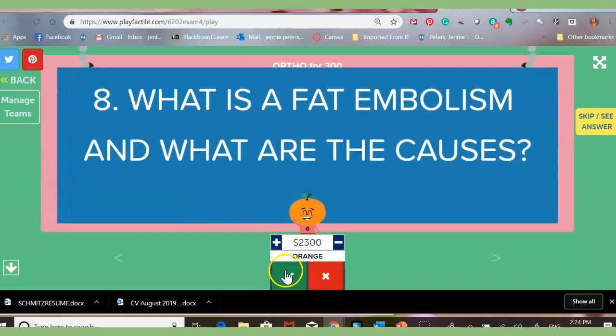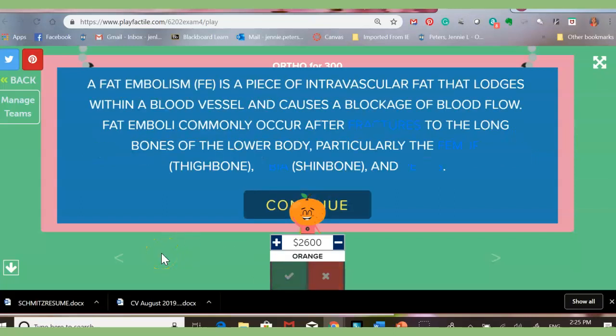All right, so fat embolism. That's different than a DVT going into a pulmonary embolism. That's a blood clot. So this is fat. And what are the causes of fat embolism? This is usually after a fracture of the long bones in the lower body, particularly your femur, and your tibia is more common than the fibula, causing a fat embolism.